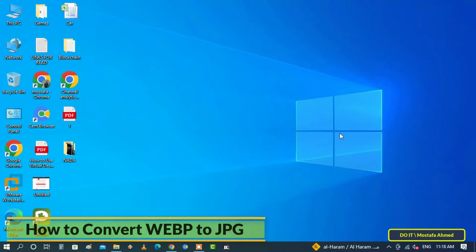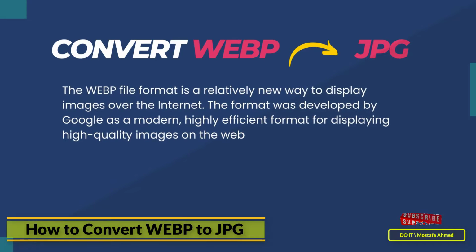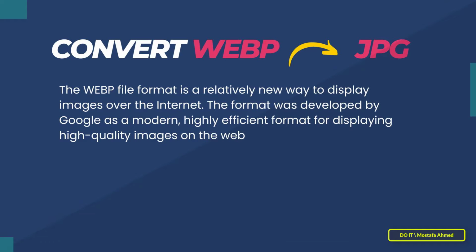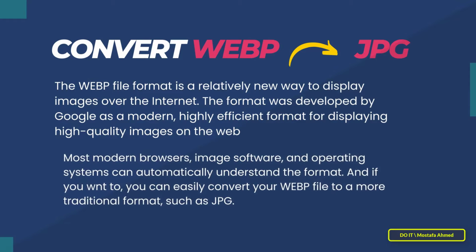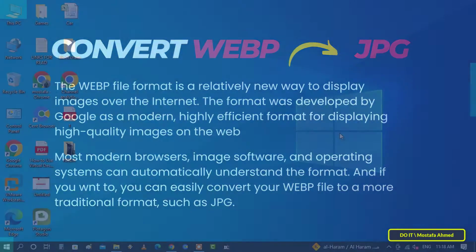In this video, I show you how to convert any image in web format to JPG in a very easy way. But first, I would like to say that the web file format is a relatively new way to display images over the internet. The format was developed by Google as a modern, highly efficient format for displaying high-quality images on the web. Most modern browsers, image software, and operating systems can automatically understand the format. And if you own a web file, but the programs you use cannot view or open web files, there is an easy way to convert web files to JPG.